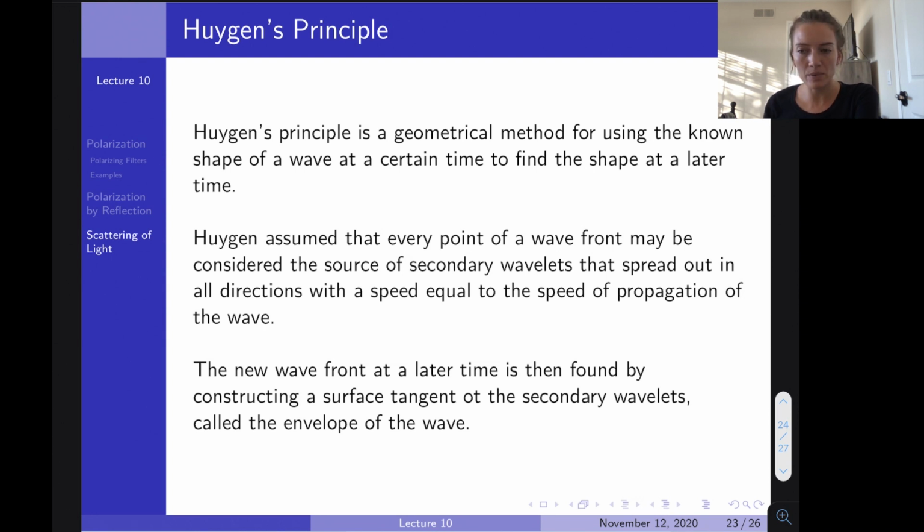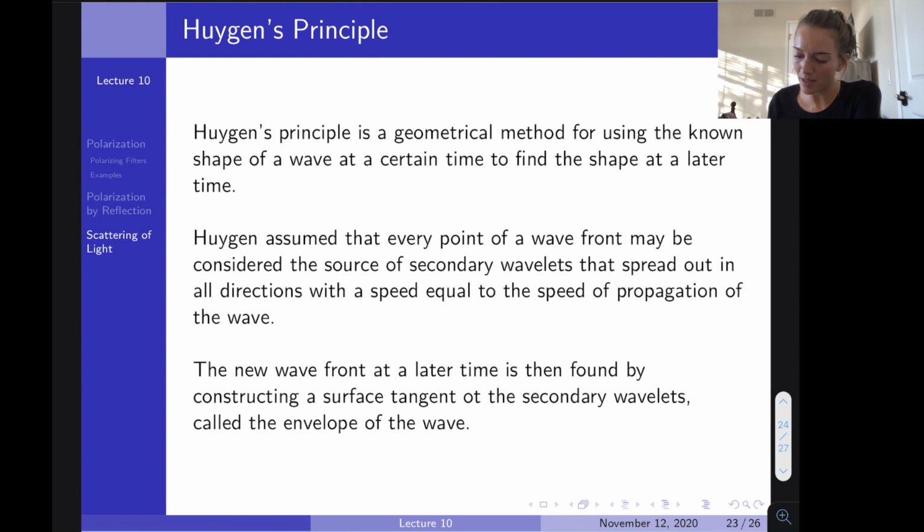So Huygens' principle is basically a geometrical method for determining the shape of a wave. If you know the velocity and the shape of a wave at one moment in time, you can then determine the shape of the wave at some later moment in time. And you can use this to show the law of reflection. We're not going to do that because it would take a really long time.